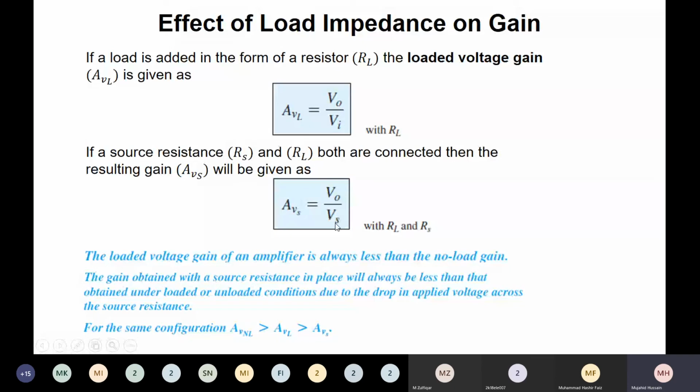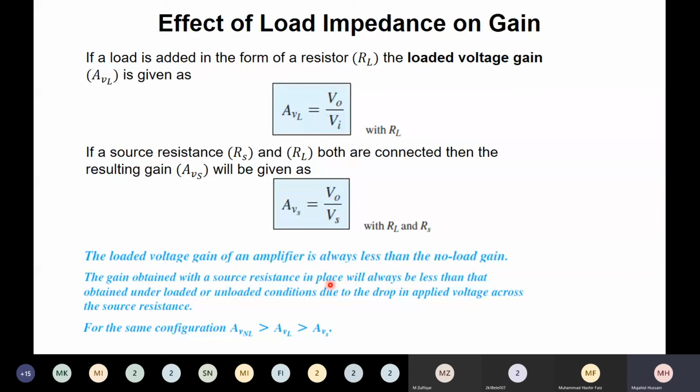The important points to remember about these three different types of voltage gain are that the loaded voltage gain of an amplifier is always less than the no load voltage gain. We will see its proof in the coming slides. The loaded voltage gain is always less than the no load voltage gain. Another point is the gain obtained with the source resistance. The gain obtained with the source resistance in place will always be less than that obtained under loaded or unloaded conditions due to the drop in applied voltage across the source resistance.